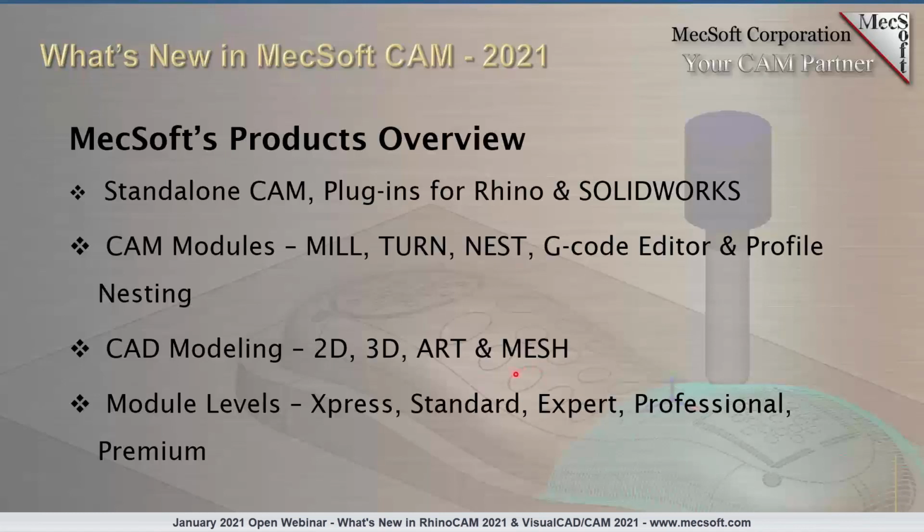And finally, a little bit about the module levels. We have different levels depending on your needs and your budget. We start with the Express, which is the least expensive product, and obviously it's got the least amount of functions. And as you get more sophisticated, you can step up to Standard and Expert, Professional, and Premium. Premium is our full-blown, which has got everything in our arsenal, basically. In milling, it's all the way from 2.5 axis all the way up to 5 axis continuous milling. So that's pretty much a quick overview of our products.